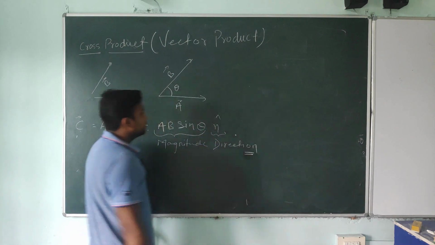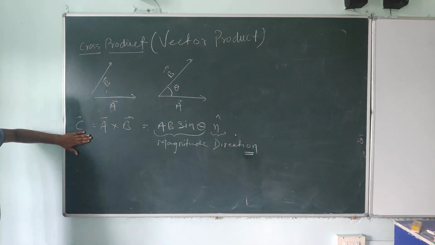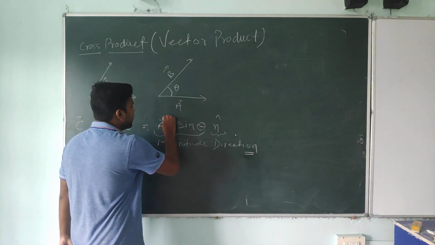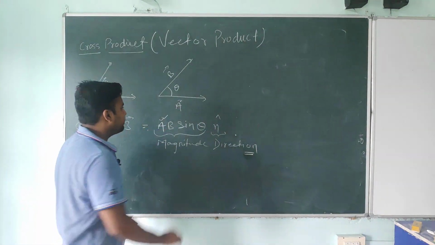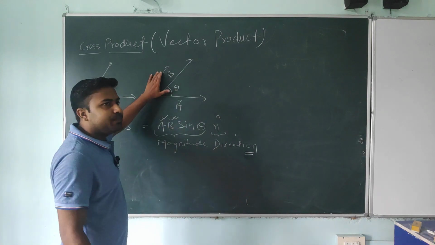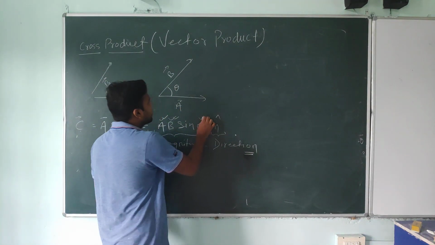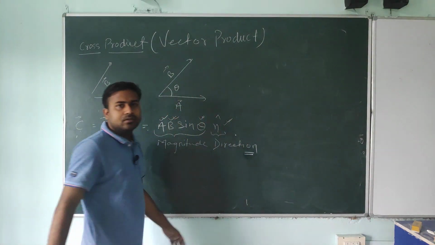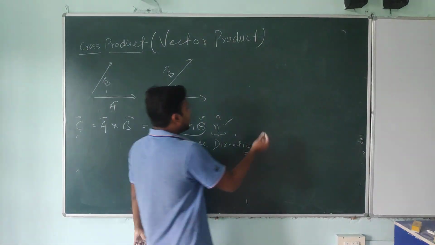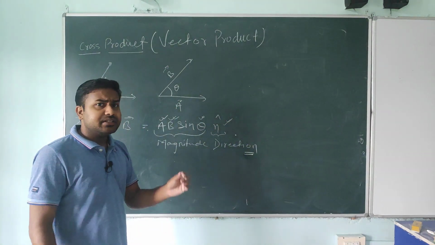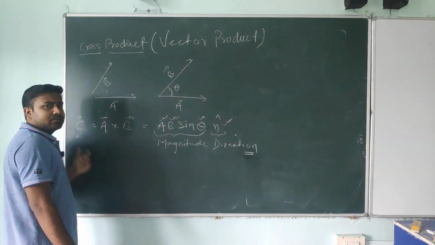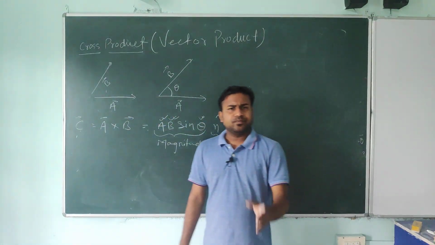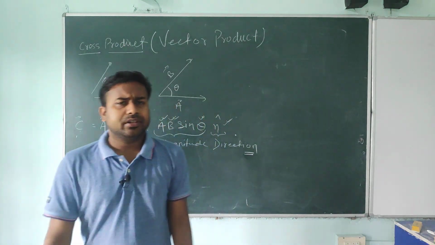Okay students, so the cross product is A cross B and it's AB sin theta. Now what is A here? It's the magnitude of the A vector. B is the magnitude of the B vector. Theta is the angle between the two vectors. But what is n here? Look at this. n is the direction of this C vector. And how will we calculate it? There are two rules. One is the right hand thumb rule, and the second one is the screw rule.